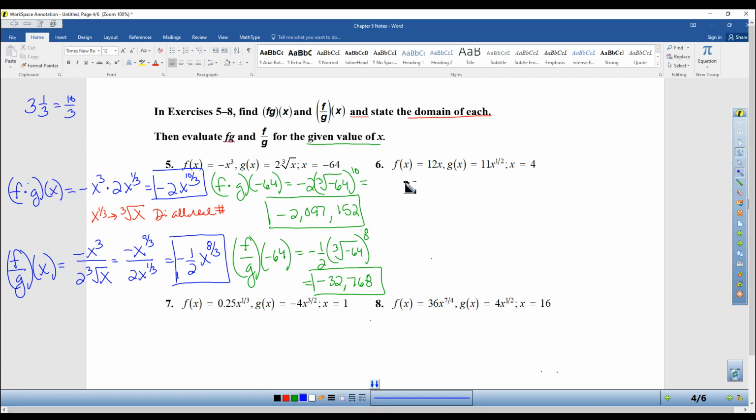Number 6, f times g of x is going to be 12x times 11x to the 1/2, which is 132 x to the, so now I have to be able to add those exponents, 1 plus 1/2. You can think of it as a whole plus a half is 1.5, but in math, for exponential notation, we always write it as a mixed number, so 3/2. So you can think of it as a whole and a half. You have 1, 2, 3/2.